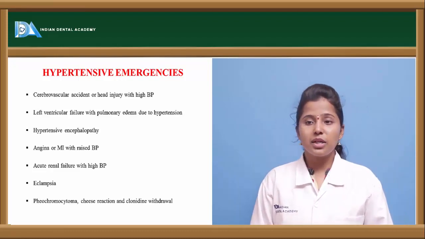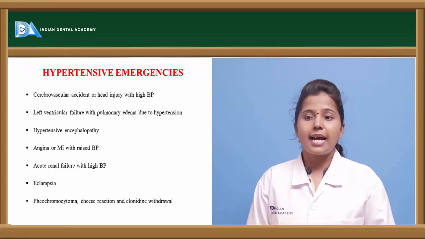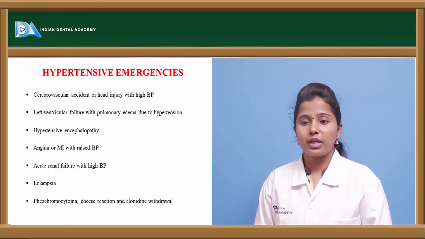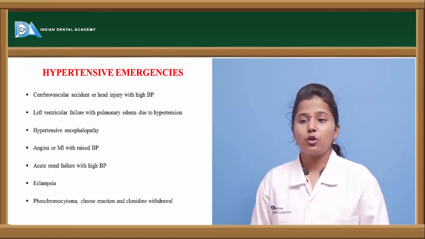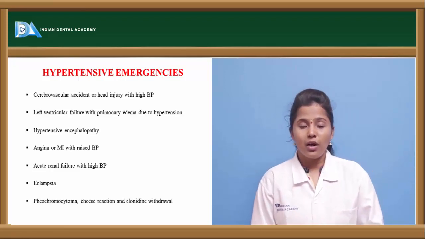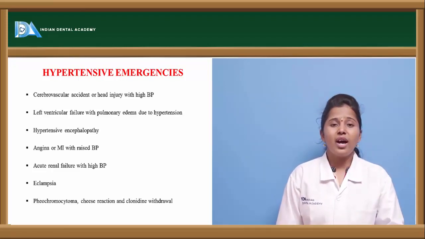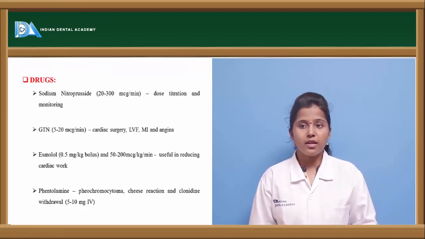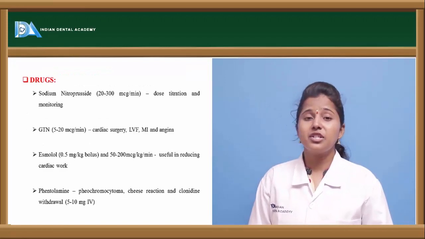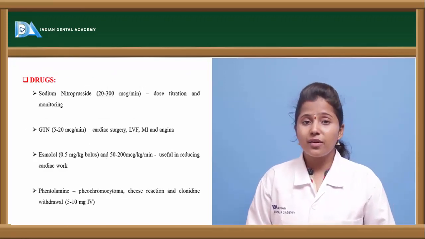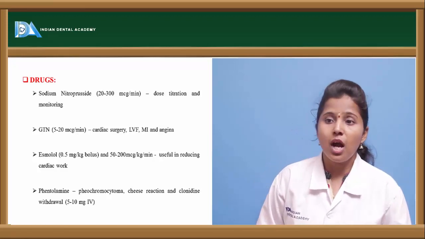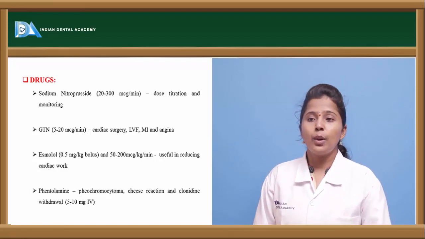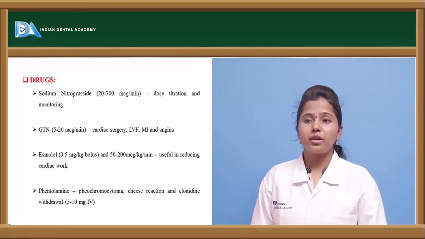And the third one is hypertensive encephalopathy, angina or myocardial infarction with high BP, acute renal failure with high BP, and pheochromocytoma or cheese reaction and clonidine withdrawal. These are the few conditions where hypertension is considered an emergency condition. Let us see the drugs by which these hypertensive emergencies can be reduced or given first aid. First is sodium nitroprusside, which is a vasodilator, in the dose of 20 to 300 microgram per minute.